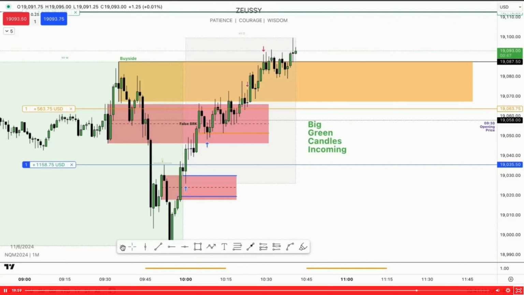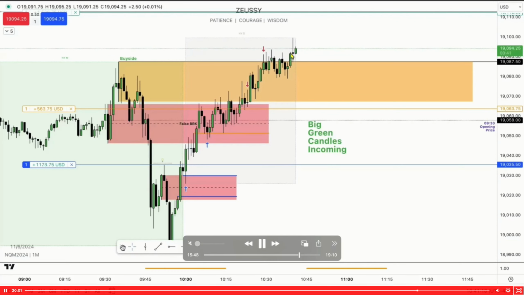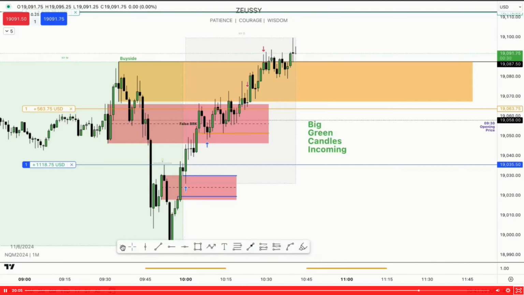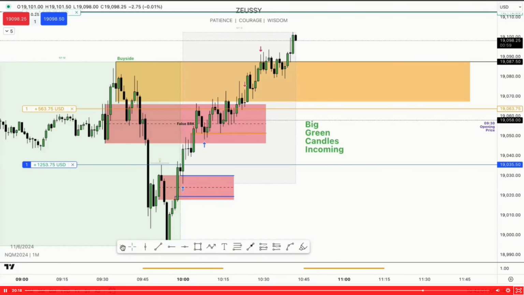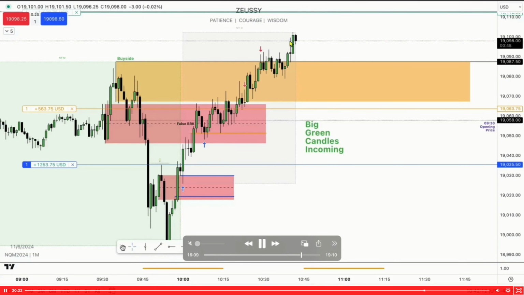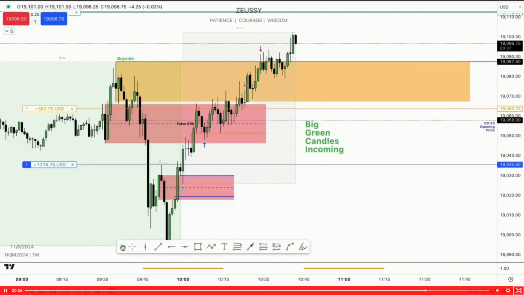Notice how we formed an indecisive candle right here. When we form an indecisive candle like that, we immediately should draw our eyes towards the high and low of that candle to see how we will react off those levels once we trade above or below them. Notice that we now closed above that candle's respective high, so I'm monitoring to see whether or not continuation will take place.